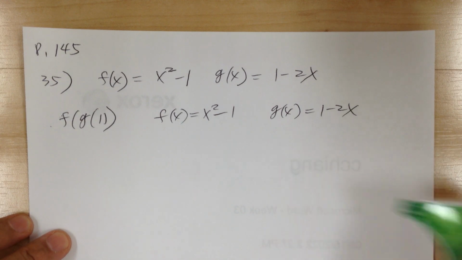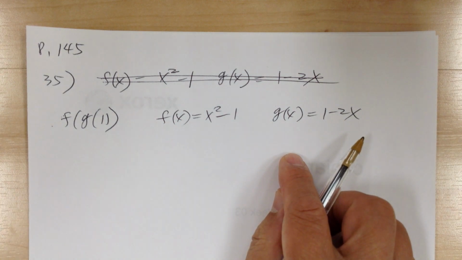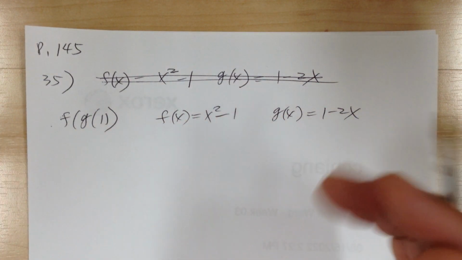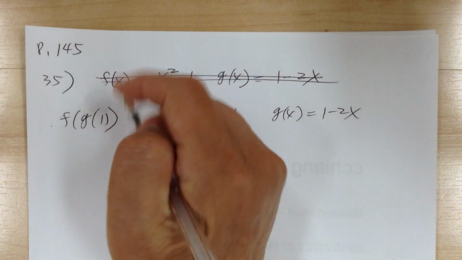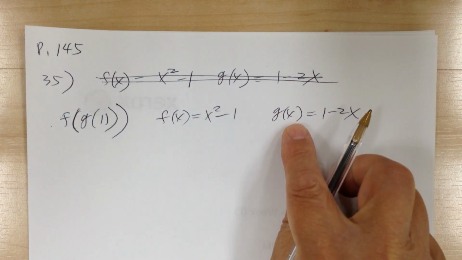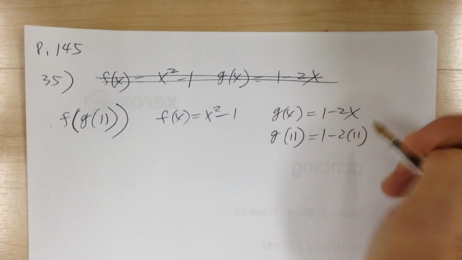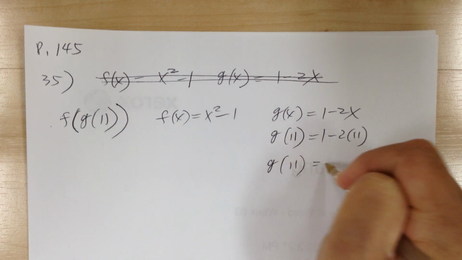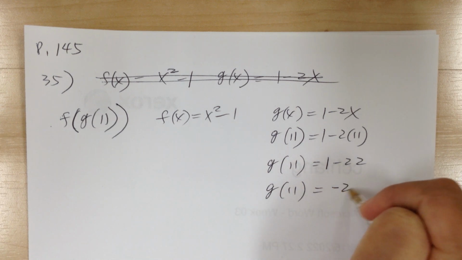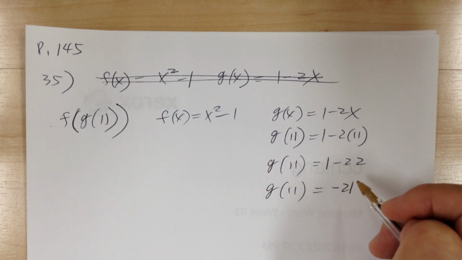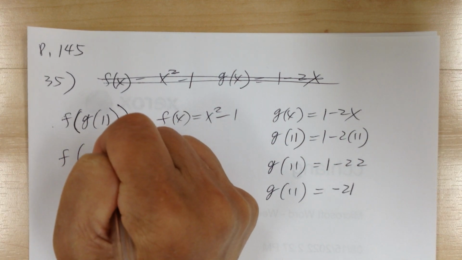You just have 3 columns. It doesn't matter which one comes first, as long as you have 3 columns. First you have to find g of 1. To find g of 1, you need to use this function, so just line things up. So g of 1 equals 1 minus 22, so g of 1 equals negative 21. So this becomes f of negative 21.